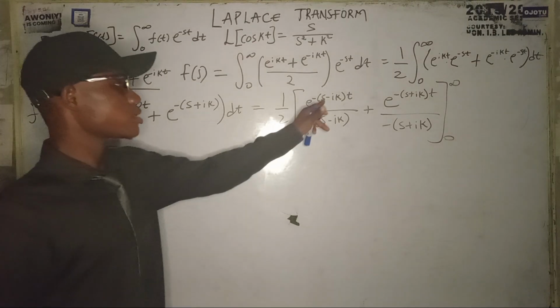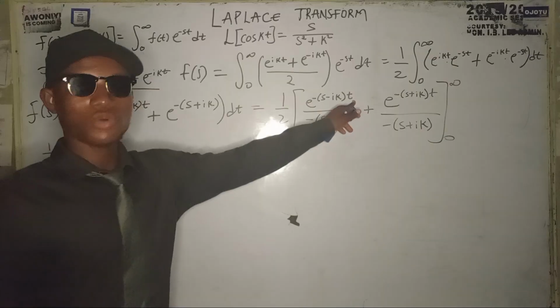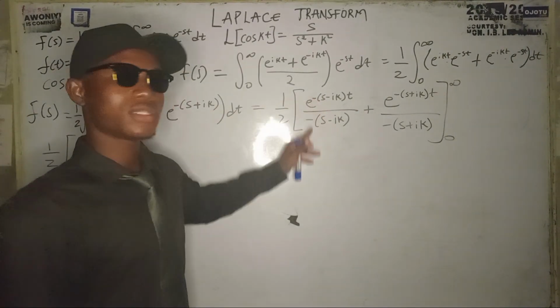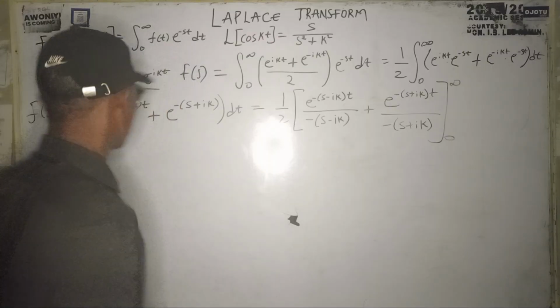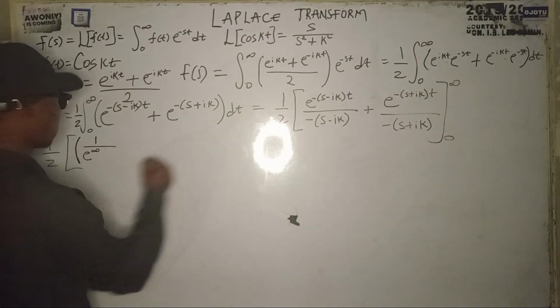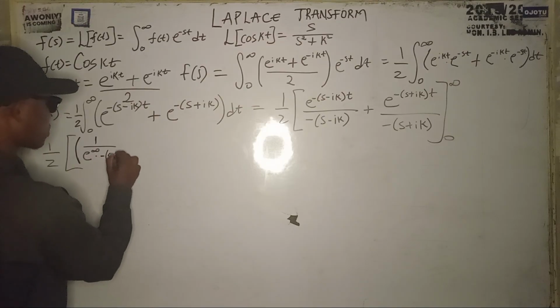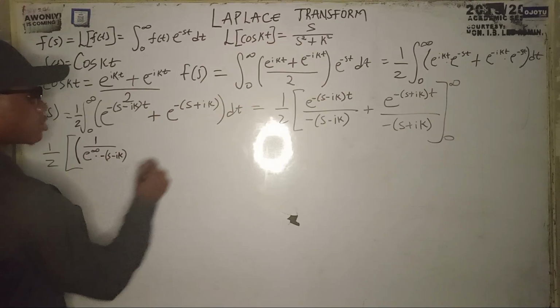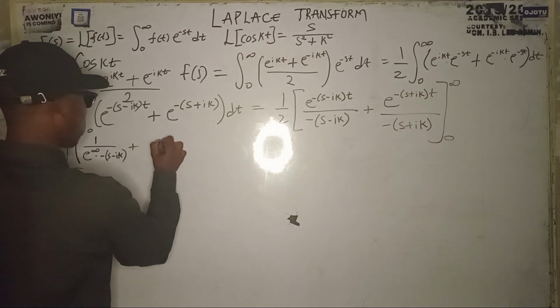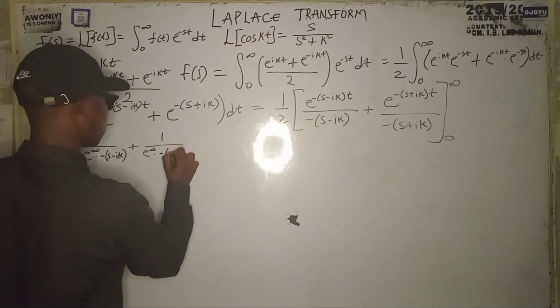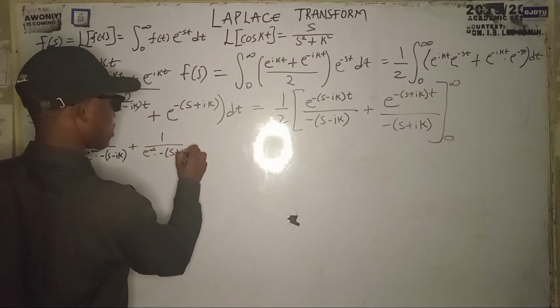Now the reason why it's e raised to the power infinity: first of all, t is what we are imputing the infinity into, and the minus sign is what makes e come down here. So we have 1 over e raised to the power infinity times whatever we have there, which is minus into bracket s minus ik, and plus 1 over e raised to the power infinity times minus into bracket s plus ik.